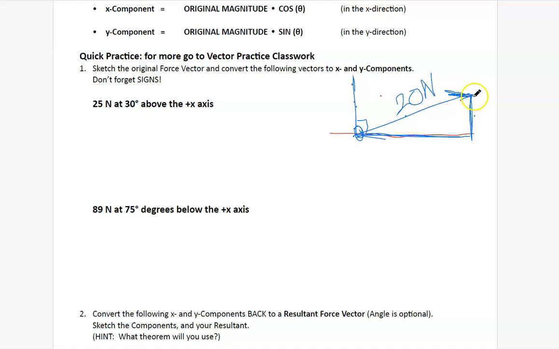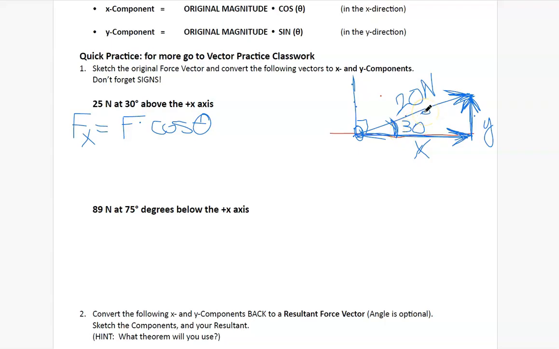Since our original arrow is in this direction, that would be the sum of a horizontal arrow pointing to the right and a vertical arrow pointing up. So that's our y component, and this is our x component that we want to determine. And we know that our x component is equal to our original vector times the cosine of theta, and this is our theta. This is our 30-degree angle here.